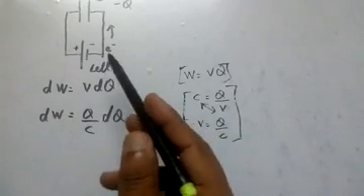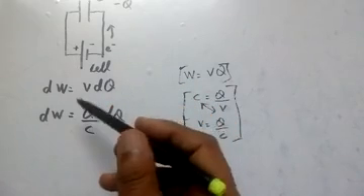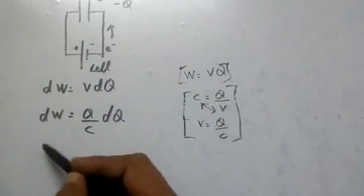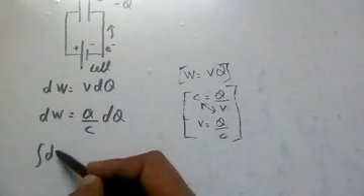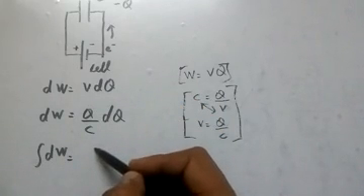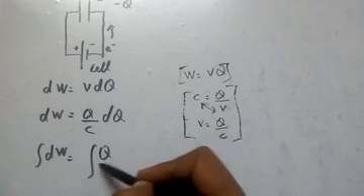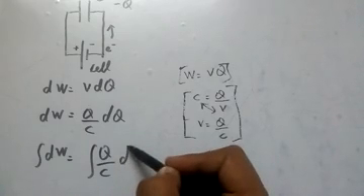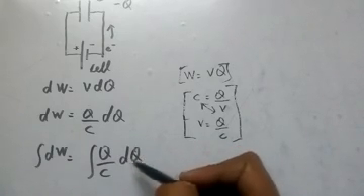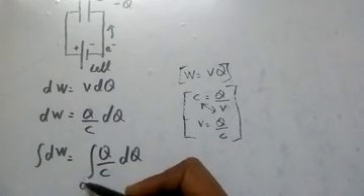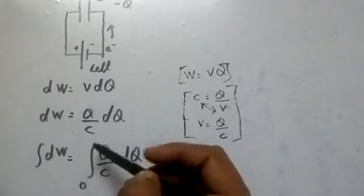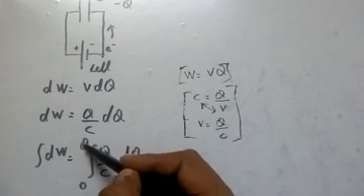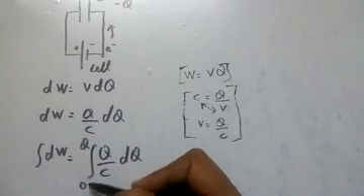If you want to give many charges, then we have to integrate this, and you do a lot of work. So integration of all the small works, dW, is equal to integration of Q by C dQ, and the limits start from 0. At the start the capacitor will have 0 charge. Then finally it will have charge Q. So 0 to Q are the limits here.